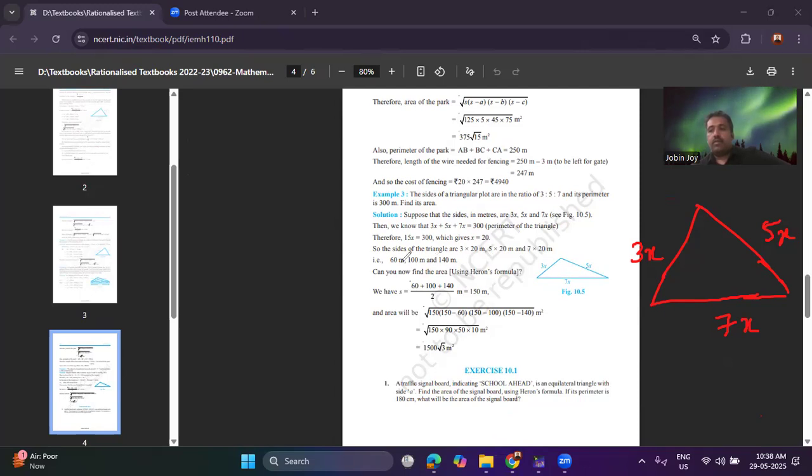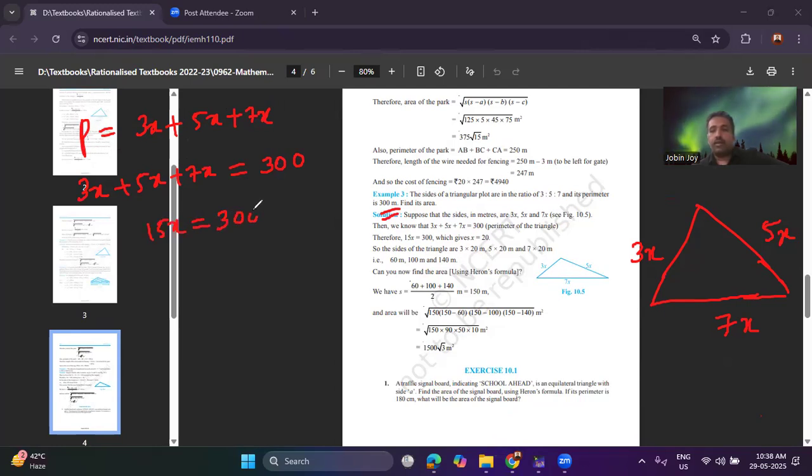So first of all, we can calculate the perimeter, right? How will you calculate the perimeter? 3x plus 5x plus 7x. And the perimeter is given as 300, so we can equate it. 3x plus 5x plus 7x is equal to 300. So 7 plus 3, 10, that means 15x is equal to 300, right? So x is equal to 300 divided by 15. So x equals 20.